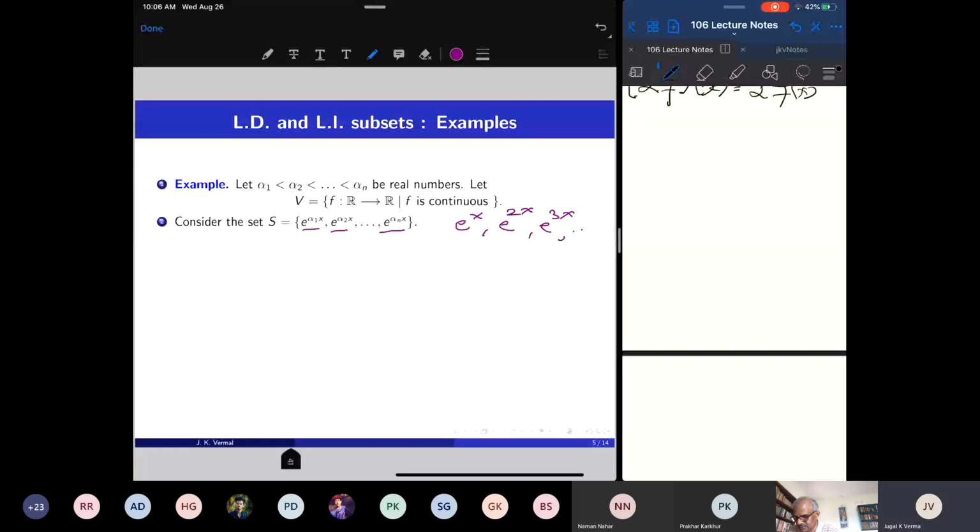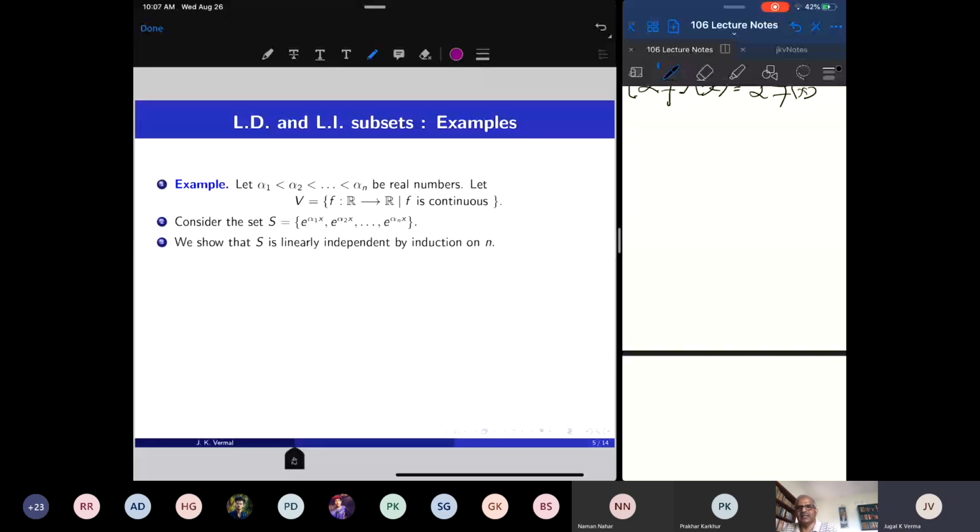e^(αx). So these are n continuous functions. In fact, they are much more than continuous. They are infinitely often differentiable. So this is a linearly independent set. I can take n real numbers α1, ..., αn, and the functions e^(α1 x), ..., e^(αn x), and let us show that they are linearly independent.